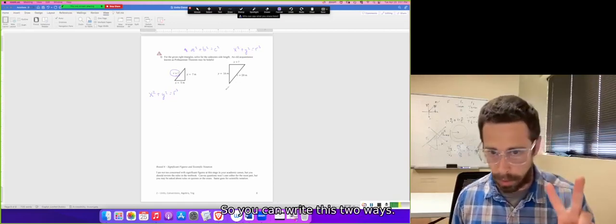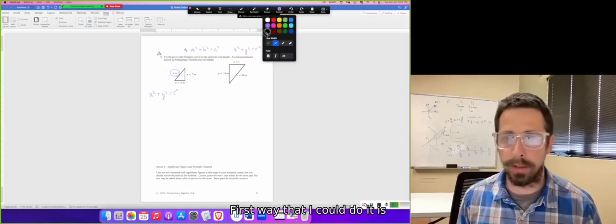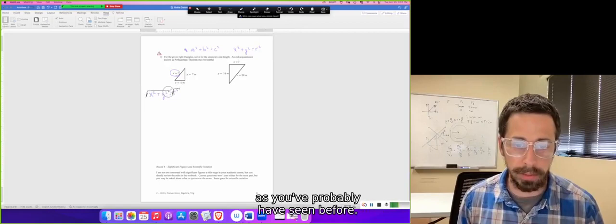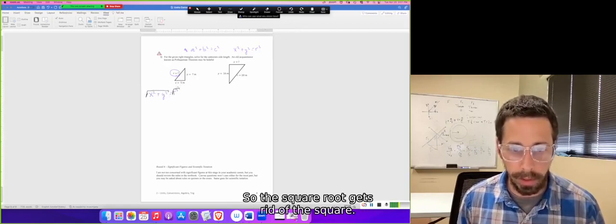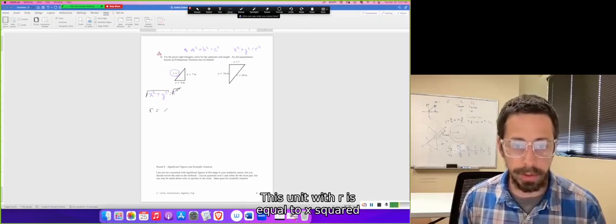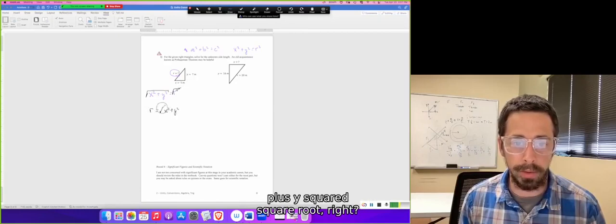So you can write this two ways. First way that I could do it is I could just do the square root of both sides, as you probably have seen before. So the square root gets rid of the square, and so you end up with r is equal to the square root of x squared plus y squared.